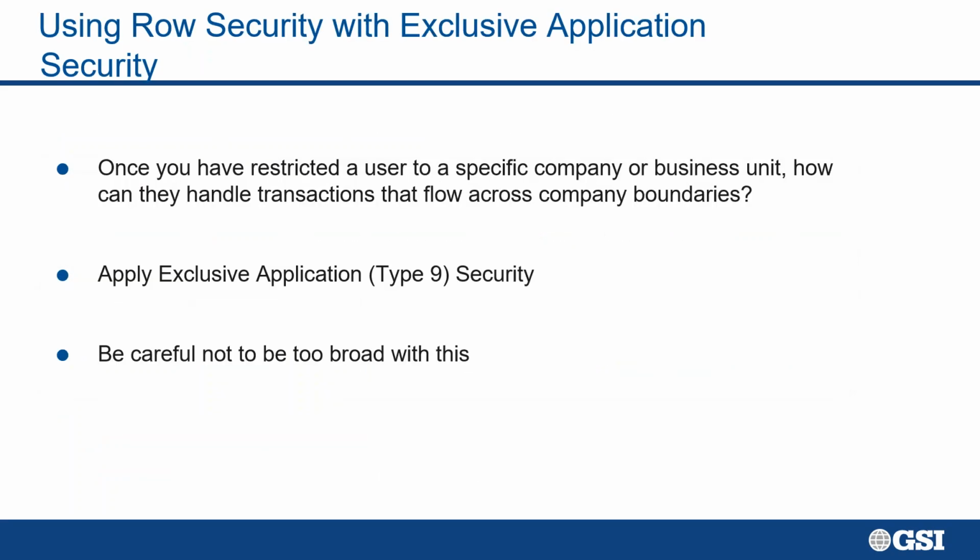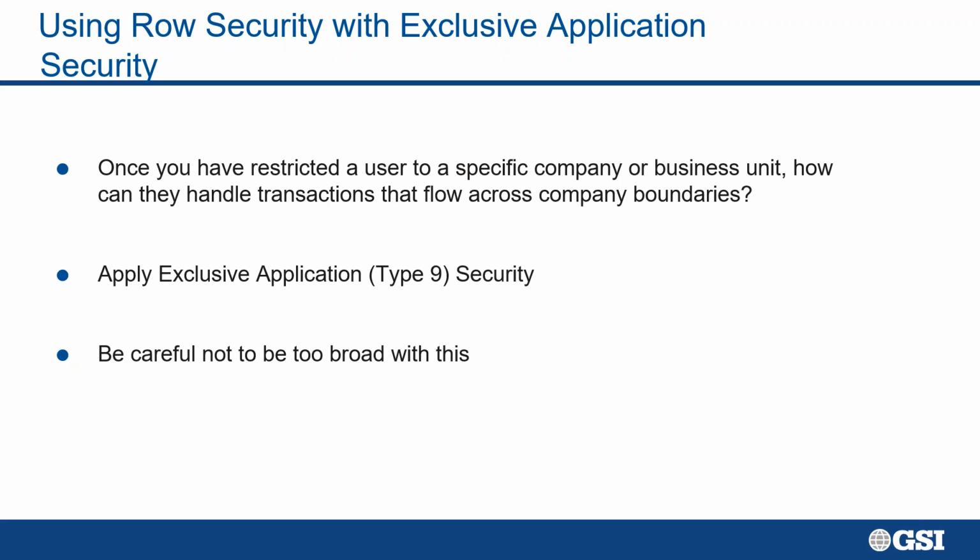This is a big one: using row security with exclusive application security. You have your functional roles that depict what users can access in the system from a programmatic and UBE standpoint, so P4210, P0911, P4310. Can they access these? What can they do when they access them? Your type 1 and type 3 securities. Then you have your row security saying no, you can access, or yes, you can access company 1 and company 2, but you're not going to have access to company 4.